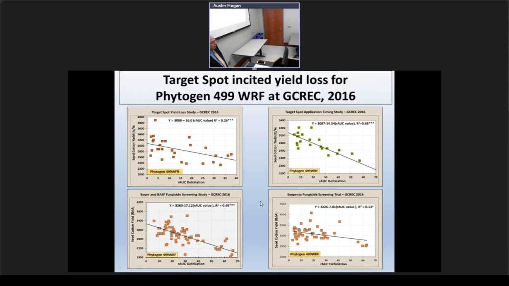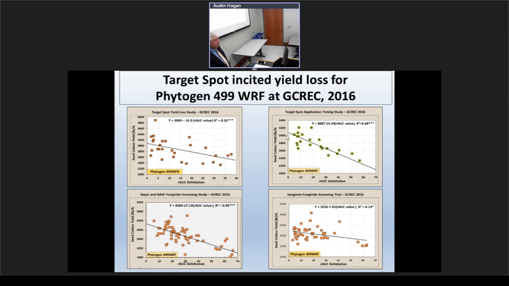At the Gulf Coast substation, we've done a number of trials where we've looked at the relationship between defoliation and yield loss. What we have in all these slides is a relative area under the disease progress curve for defoliation, but it's basically the same statistic. In some studies, we get a significant but not the greatest relationship between yield loss and defoliation. But in some of the other studies, we get a very highly significant relationship between those two variables.